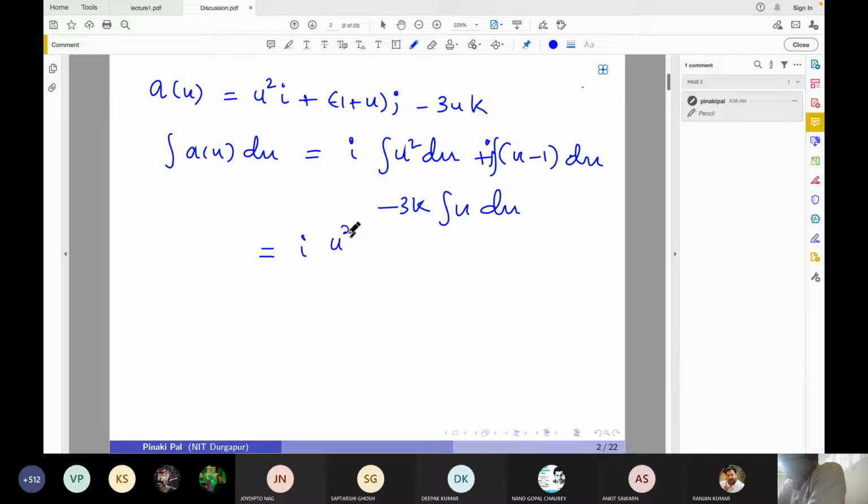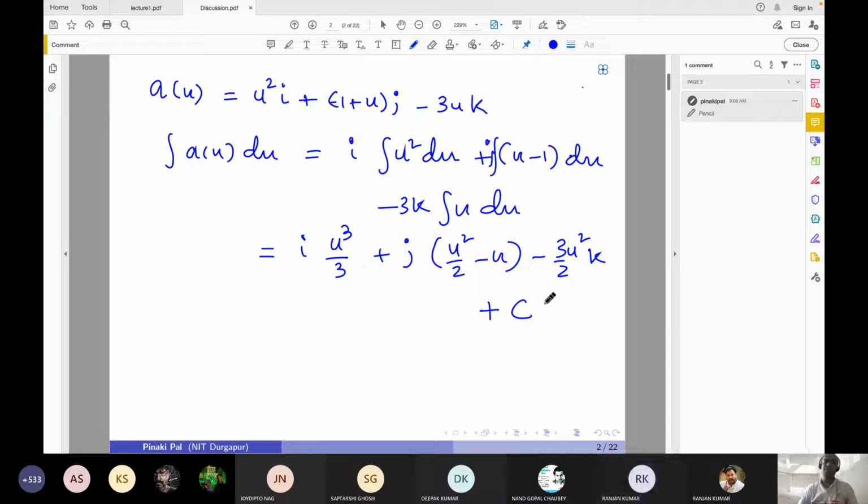And this is equal to i u cubed by 3 plus j (u squared by 2 minus u) minus 3u squared by 2 k. That is a vector. That is the difference. That is the only difference.